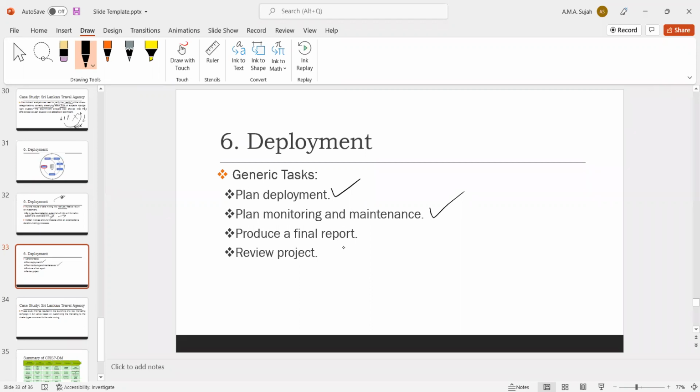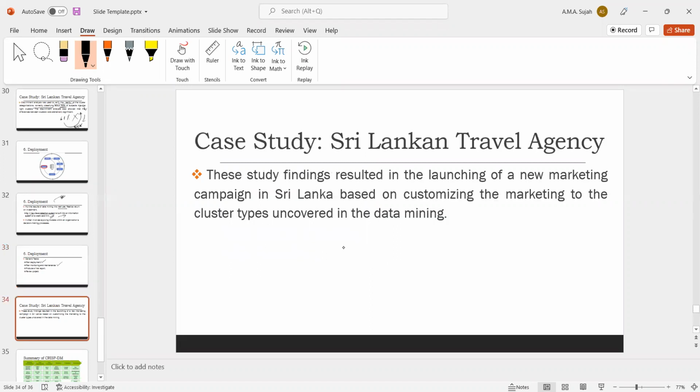Then we can develop reports, monthly reports or weekly reports. Also, we can review the project. All these tasks come under deployment. In this case study, they are deploying a system in the airport for the tourists. They can easily access the system and fill in their profile. Based on the profile, they will recommend some new places, or some different places, based on their interest. So that is the real world application or deployment of this project.